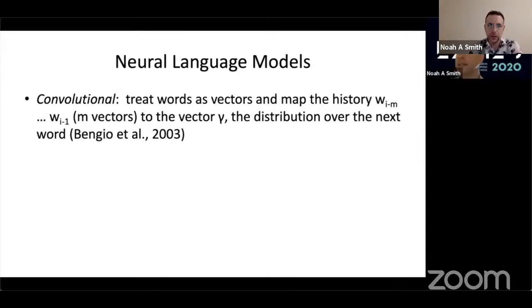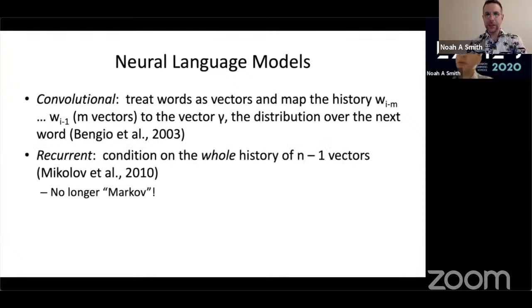The idea is that you take your history, w_{i-m} up to w_{i-1}, that's m vectors, a fixed size. And so you can build a neural network that maps it to the vector gamma, which is your distribution over the next word. So it's a fixed input, fixed output neural network, and a convolutional neural net was an appealing option to get started with this idea. There was a paper from Bengio and colleagues in 2003 that introduced this idea and found that it worked.